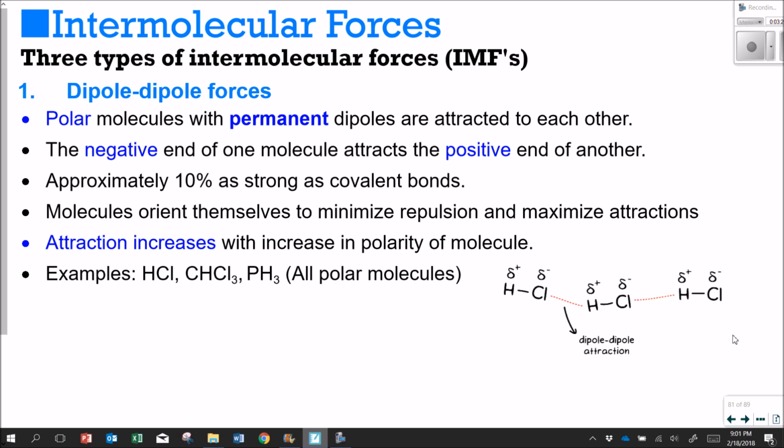So the more polar the molecule, the stronger the dipole-dipole attraction. And there are some examples, HCl, CHCl3, PH3, all these are polar molecules. Here we can see that the negative end of one HCl molecule is being attracted to the positive end of another HCl molecule, and that creates the dipole-dipole attraction because opposite poles attract.